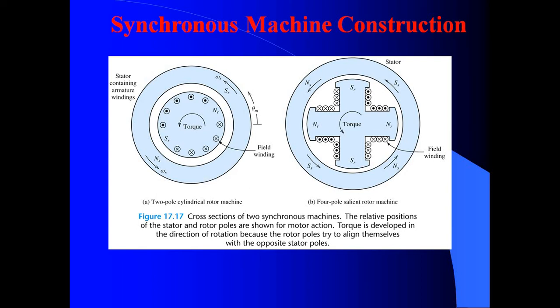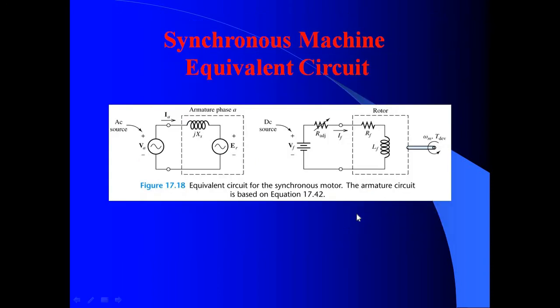In the cross section of synchronous machines, the relative position of the stator and rotor poles shows the motor action. Torque is developed in the direction of rotation because the rotor poles try to align themselves with the opposite stator poles. And then the equivalent circuit of the synchronous machine: first the input side, that is the armature side, the AC source supply.